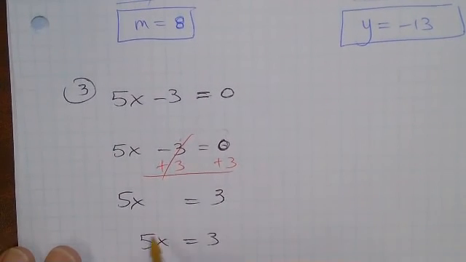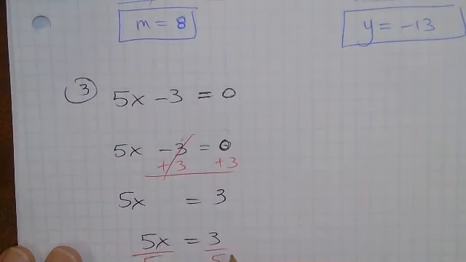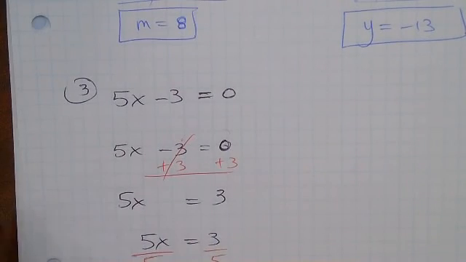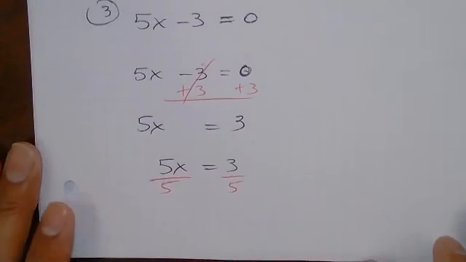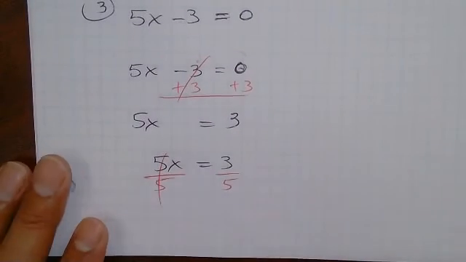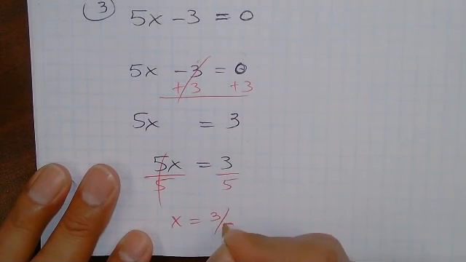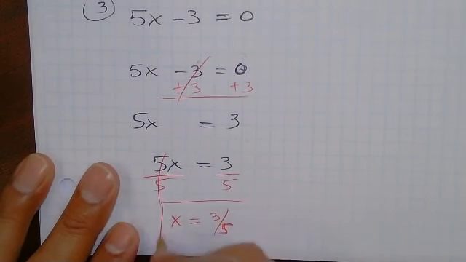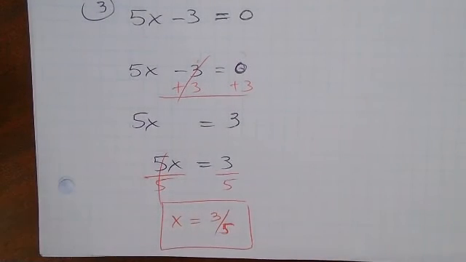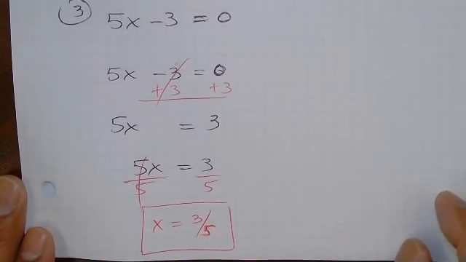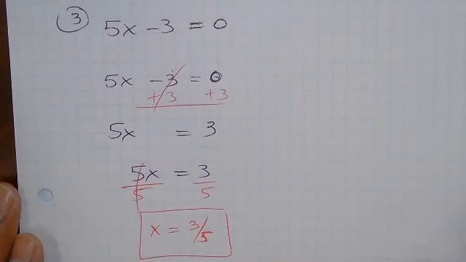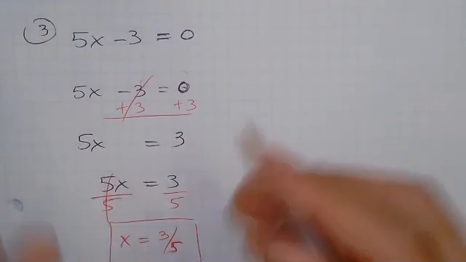How do I solve for x and get rid of this 5? Divide. You stick to your steps. Believe me, just stick to the process that you learned for solving equations. You're going to get x equals what? 3/5. That is the answer. Just leave it. Now, can anybody prove and check that it works?